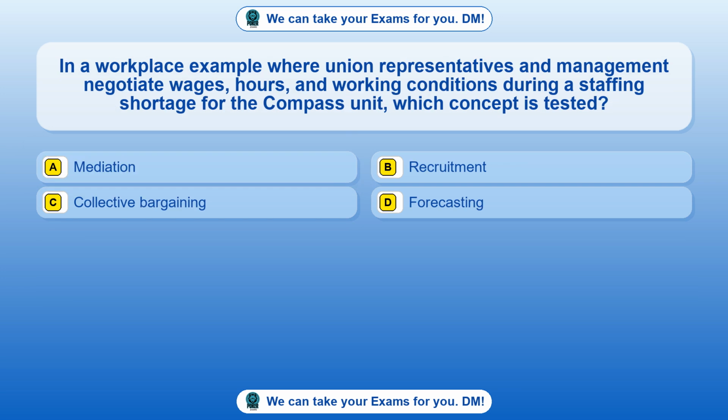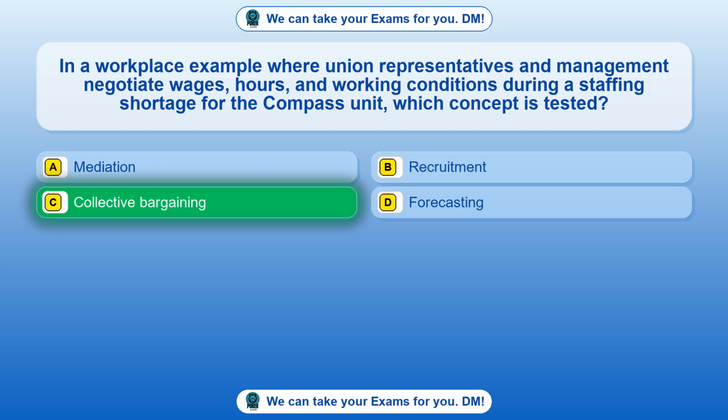Question 94. In a workplace example where union representatives and management negotiate wages, hours, and working conditions during a staffing shortage for the Compass unit, which concept is tested? Option A, mediation. Option B, recruitment. Option C, collective bargaining. Option D, forecasting. The correct answer is option C, collective bargaining.